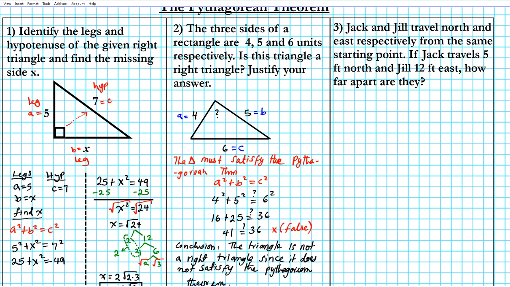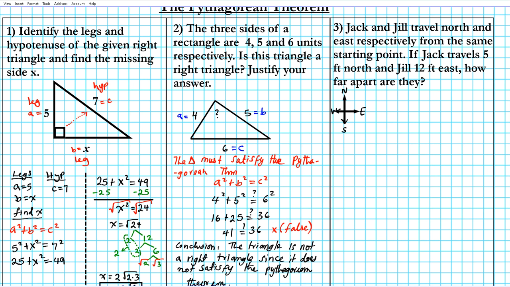Number 3. Jack and Jill travel north and east respectively from the same starting point. If Jack travels 5 feet north and Jill travels 12 feet east, how far apart are they? Okay, so for this one, you need to remember what your 4 cardinal points are. You have north on top, south, and east to the right, and west. Okay, so that's your 4 cardinal points right there.